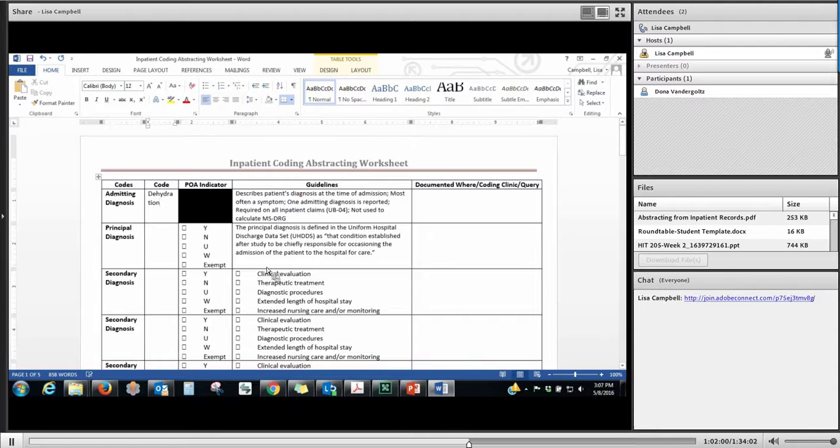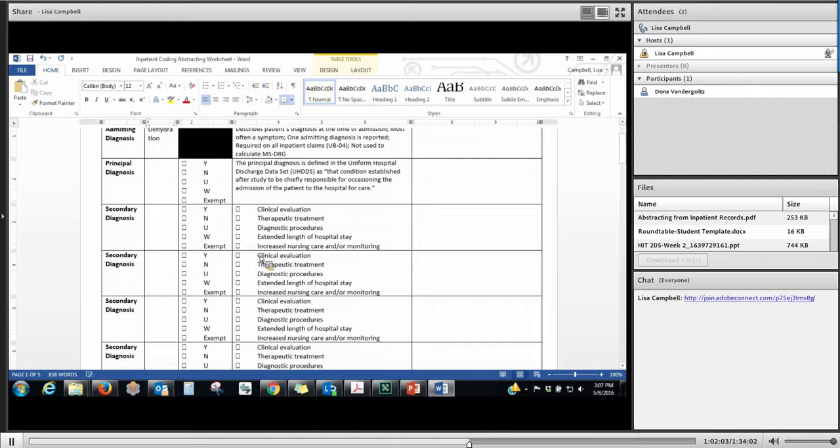The next thing I have to identify is what's the principal diagnosis. That is the condition established after study to be chiefly responsible for the patient's admission. Well, after study, as you read through this entire record, you'll notice that really the focus was on the dehydration. So not only is my admitting diagnosis dehydration, my principal is dehydration as well.